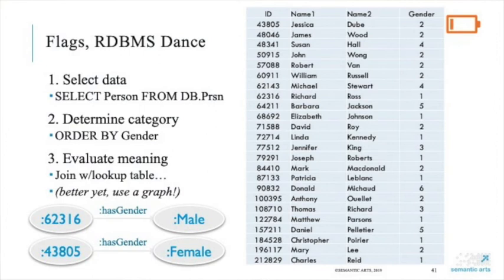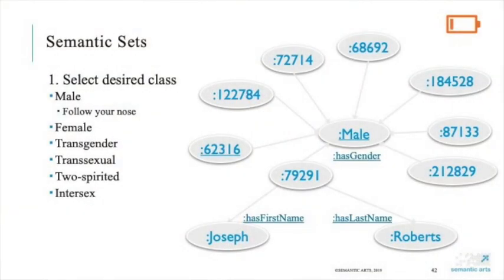And so the dance that we do to get flags is, okay, select person, determine category, order by gender, evaluate meaning with a lookup table, or better yet, you can use a graph to get that. So we know that has gender male. That's no longer ambiguous. That's what it is. It's not has gender 1, because then I need another step. So just by looking at this, we've cut our processing time in half. All right, female, etc. Semantic data sets.